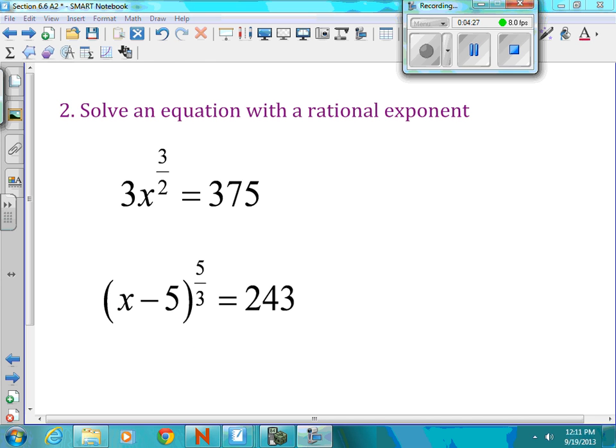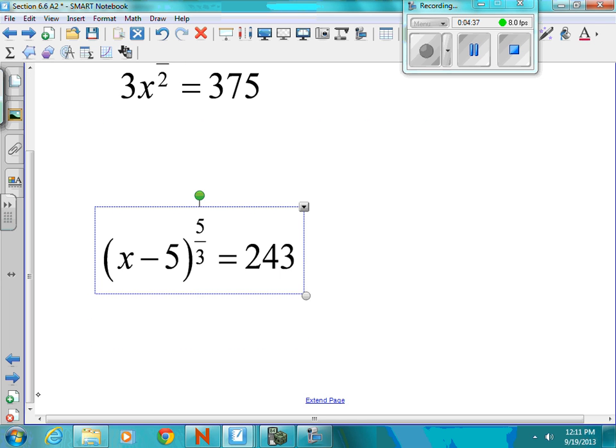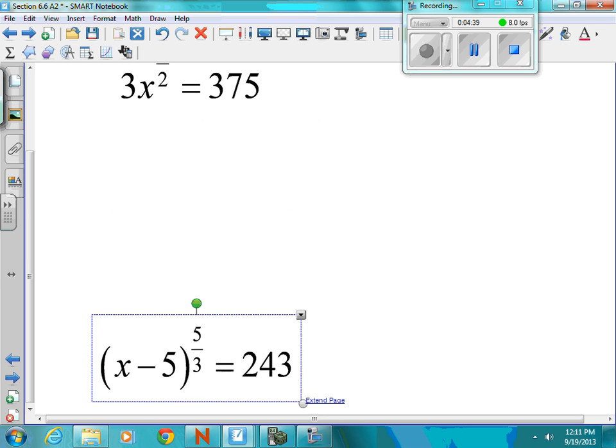So we addressed our first target of radical equations. What about equations that have rational exponents? We're still going to treat them very similar to the radical equations.